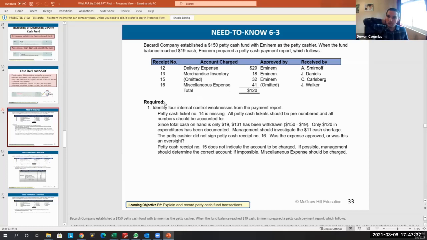So if we go through here, we see that petty cash ticket number 14 is missing. So we see we're missing a receipt. That's an issue. We also see we don't know what account should be charged here, and no one approved this miscellaneous expense. So you can see us reviewing this, we can say, hey, this manager or whoever received the petty cash really didn't document this appropriately.